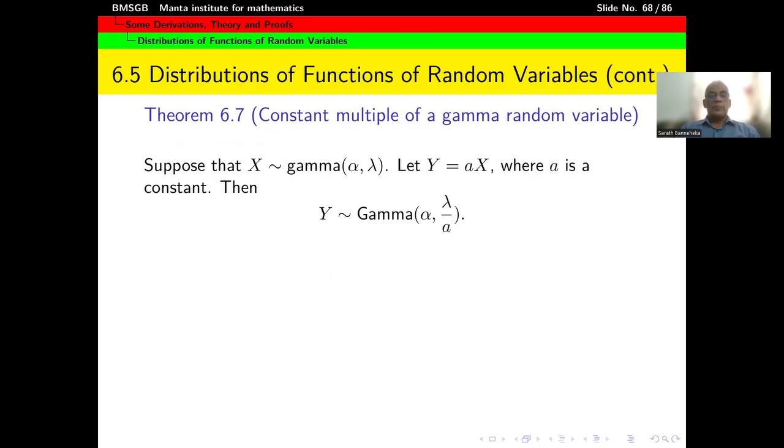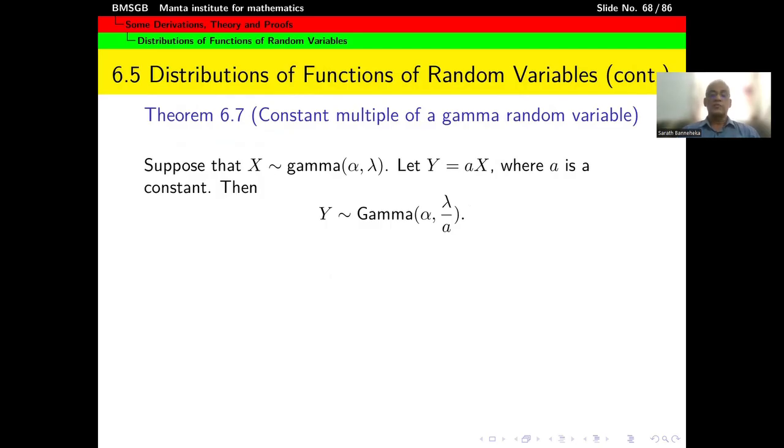The next one, the transformation of a gamma random variable. Suppose X has a gamma distribution with shape parameter alpha and rate parameter lambda, and suppose Y is A times X, where A is a real number, just a constant multiplication of X.